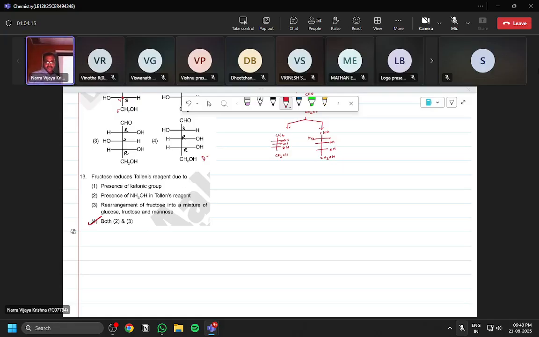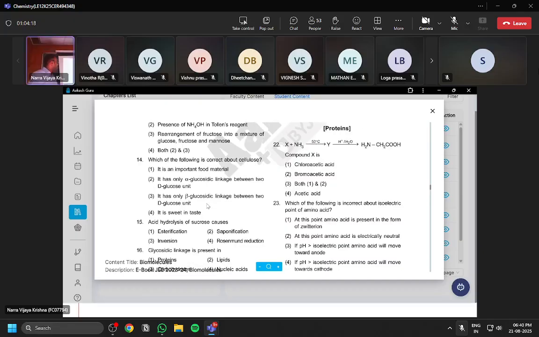Next one, sir. Question number 14. Which of the following is correct about cellulose? Cellulose is an important food material for animals, or we can say for those which have the cellulase enzyme. Otherwise, it is not a food source. It has only alpha glycosidic linkages? No, only beta. It is sweet in taste? All polysaccharides are non-sugars. Correct or not? So the answer is the third option.